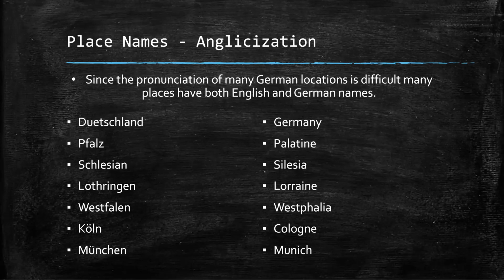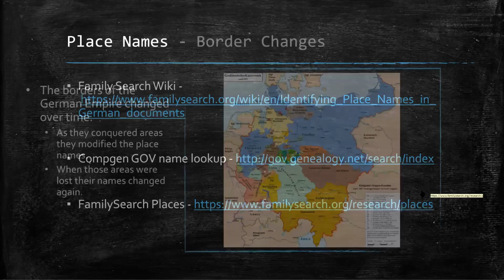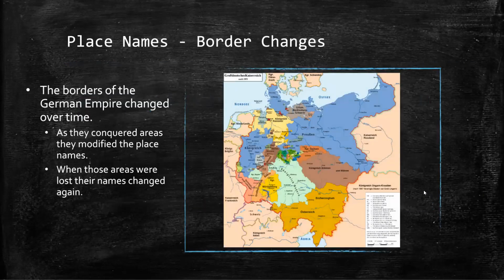But you'll see things like Pfalz or Schlesien, and these other towns or locations, and you're like, I can't find that. Where is that? So you need to know the English version of some of these words also in order to find them on maps today. And the borders changed frequently, as I said, as different areas were conquered. You see these borders change.